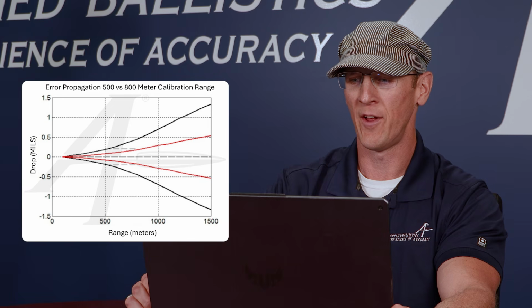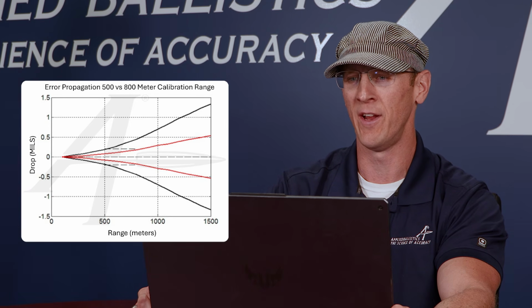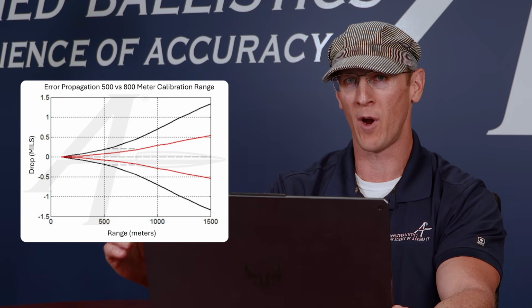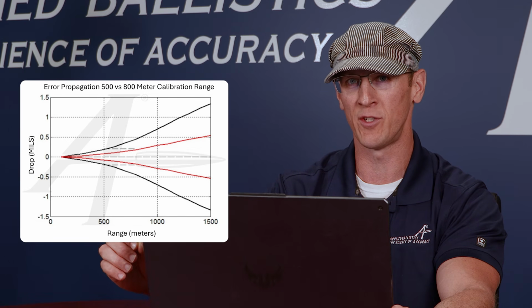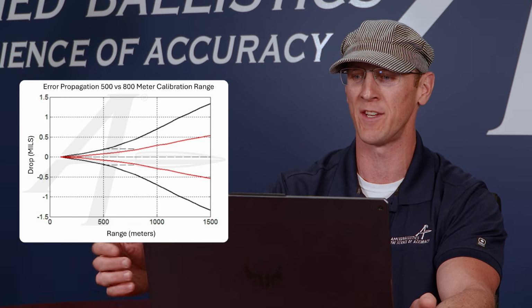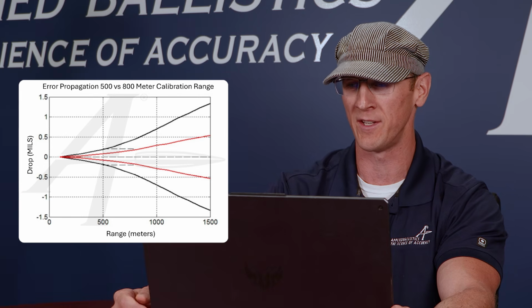Now, if you calibrate too close, the problem there is that you don't have very good resolution. If you try to calibrate at 200 or 300 yards or even 400 yards, you don't have enough drop in relation to your group size to really resolve what your actual drop is. There's just not enough of it yet. So you would do a poor job calibrating at a range that's too short for that reason.